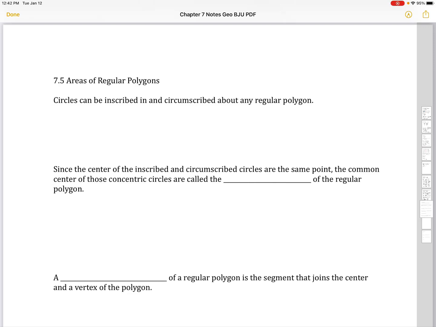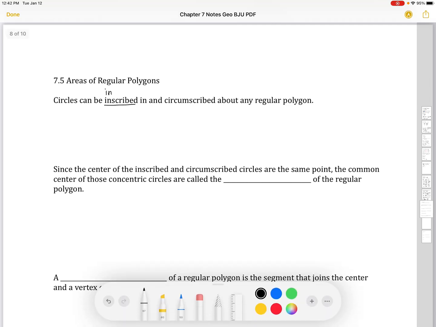7.5 areas of regular polygons. Circles can be inscribed, which would mean they're inside, or circumscribed about, meaning they're around or outside any regular polygon. So basically what that means is if I have this triangle, I can draw a circle inside of it. That would be inscribed.